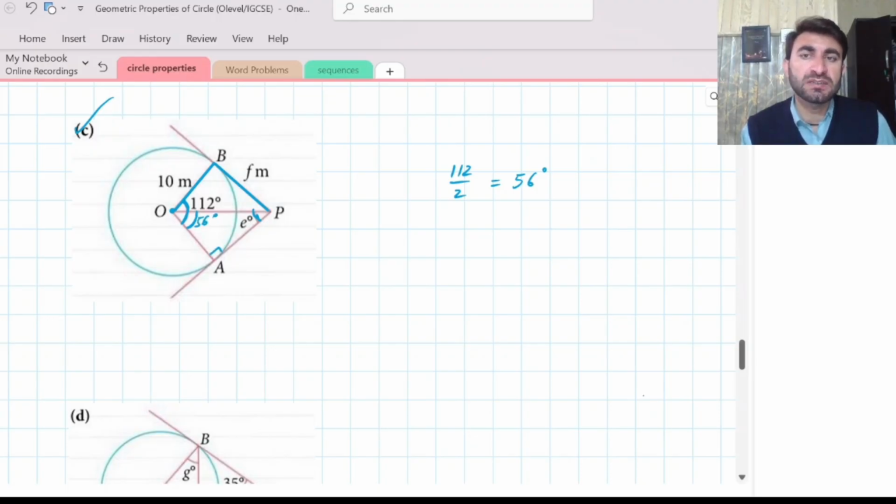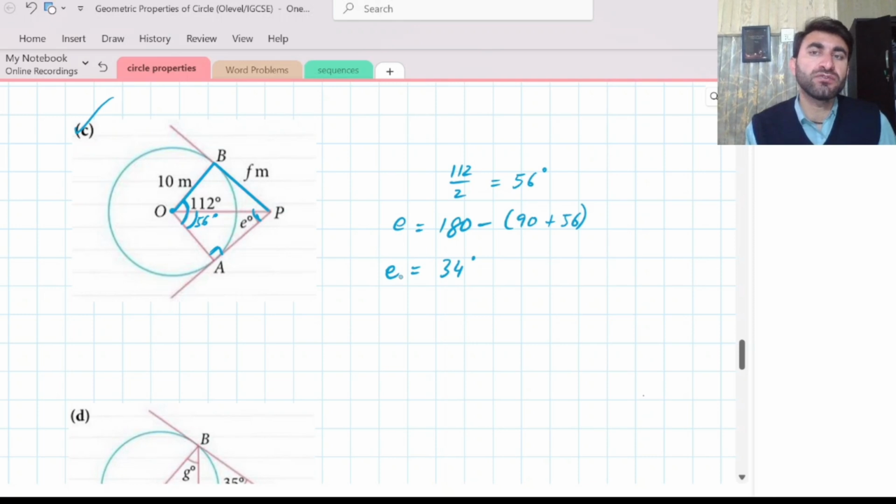We know it is a right angle over here. So E will be definitely 180 minus 90 plus 56, and that shall become 34 degrees. So the value of E is 34 degrees.